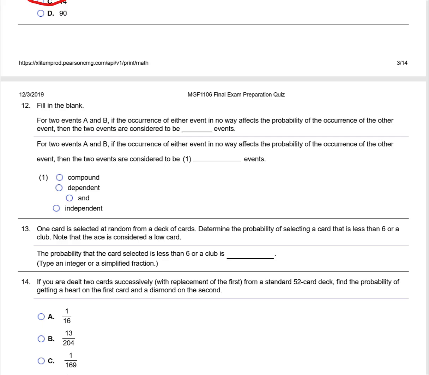For two events A and B, if the occurrence of either event in no way affects the probability of the occurrence of the other event, then the two events are said to be independent.